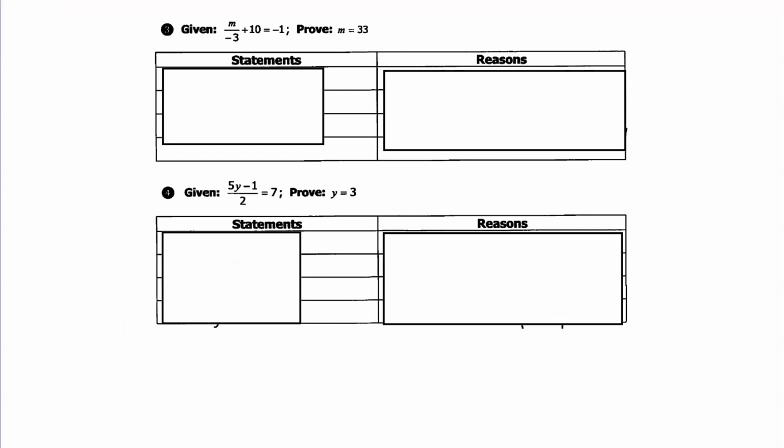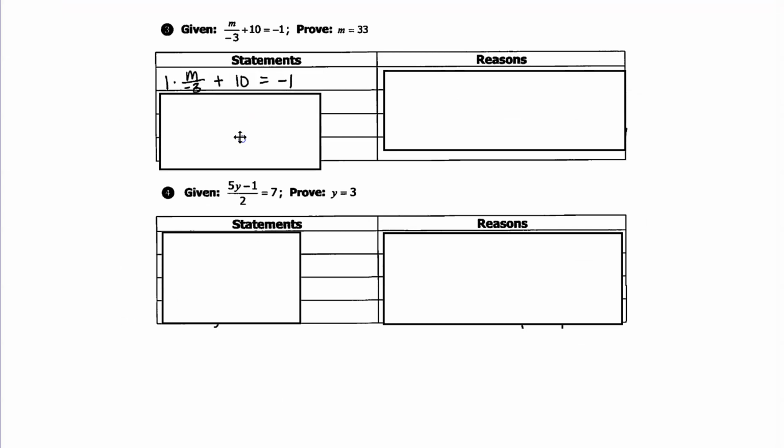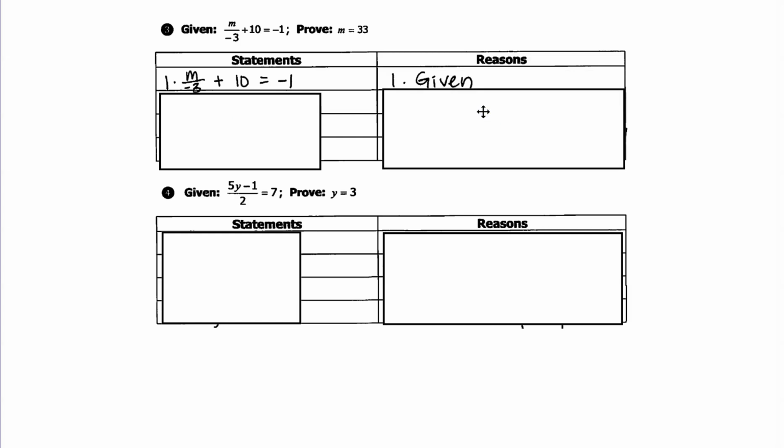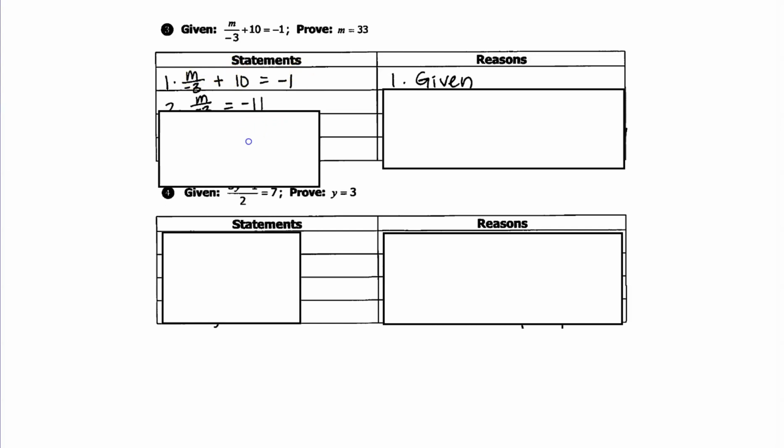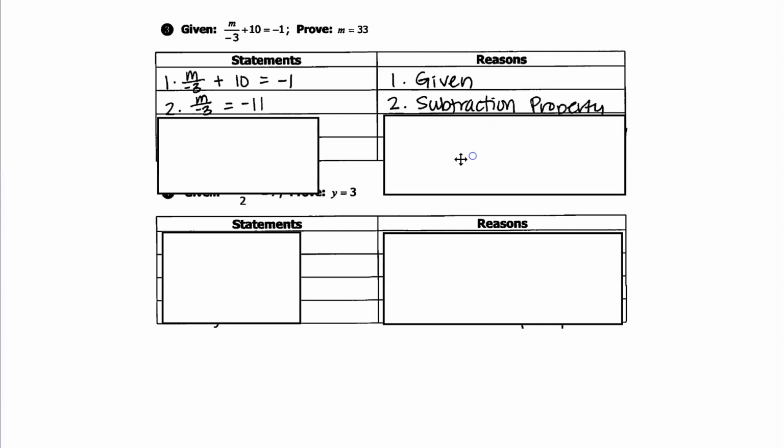All right, let's go ahead and look at number 3. First, we're going to do our given, which is right there. Now, what's the first step here? We want to get that m by itself, so this 10 is in the way, so we're going to subtract 10, giving us m divided by negative 3 equals negative 11, which is that subtraction property.